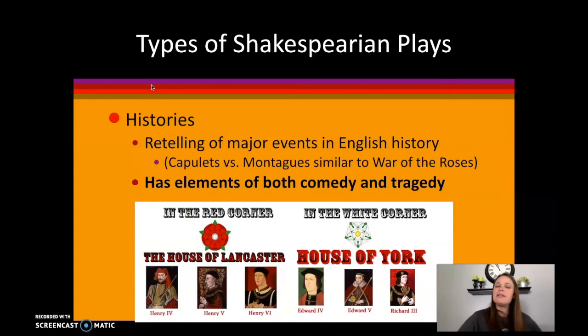Histories were a little different. Histories were retellings of major events in English history, or other histories as well, but usually English histories. The interesting thing about Romeo and Juliet, it is not considered a history, it's considered a tragedy. However, there are some historical roots within the play. The Capulets and the Montagues, those are the two rival families in Romeo and Juliet. Their feud is very similar to real life English history in the War of the Roses, where the House of Lancaster and the House of York were at odds with one another, and it was pretty serious stuff.